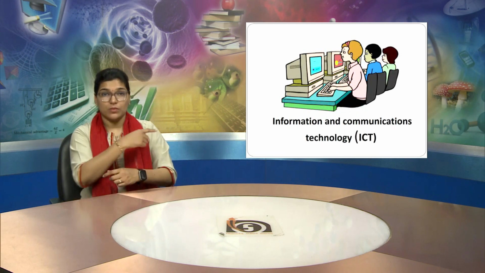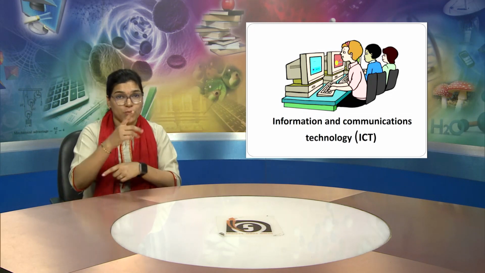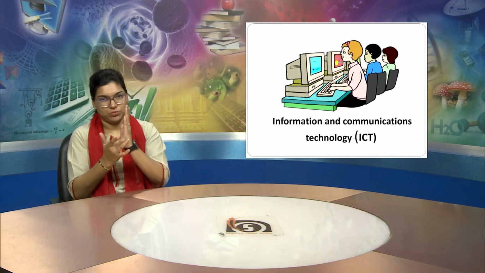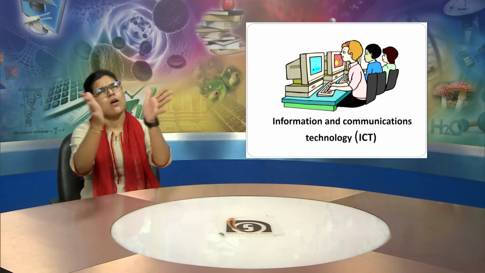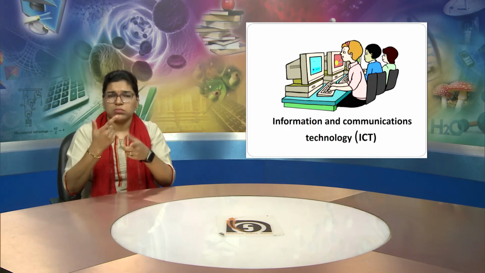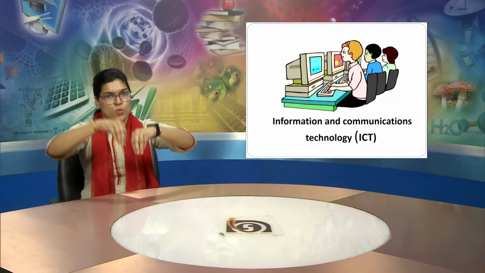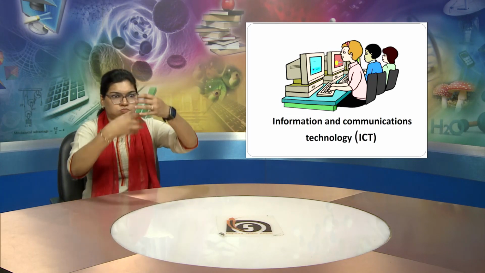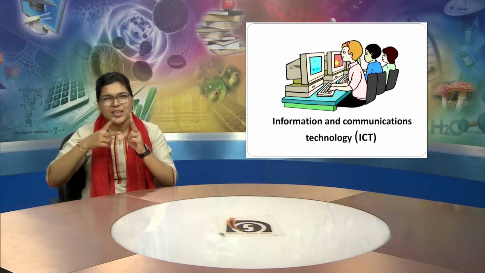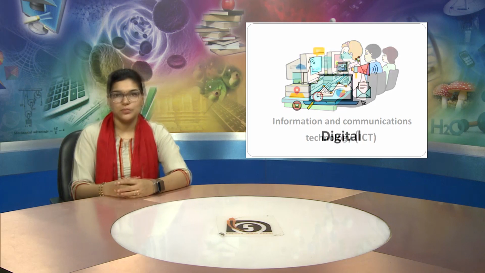This word is information and communication technology. In short, we call it ICT. ICT is mainly used for technological physical machines like computers and desktops. And nowadays, we have all the information available through ICT, whether it is dance or any information from any corner of the world. This word is digital.